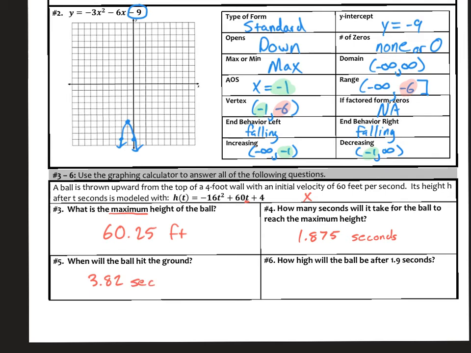Okay. How high will the ball be after 1.9 seconds? So on this one, I'm given an x value of 1.9. That's my x. And I want to find the corresponding y. So I hit second, calc, and I want a value, which is 1, and it asked me to enter in my x value. Well, my x value is 1.9, so I hit enter. My y value is 60.24. So 60.24 feet. Okay, let's move on.